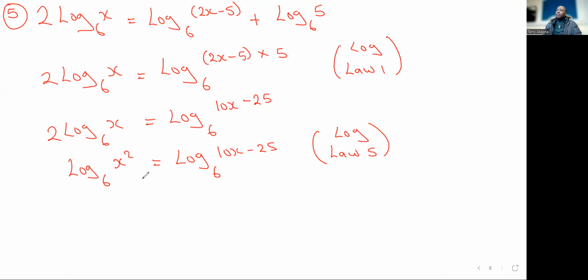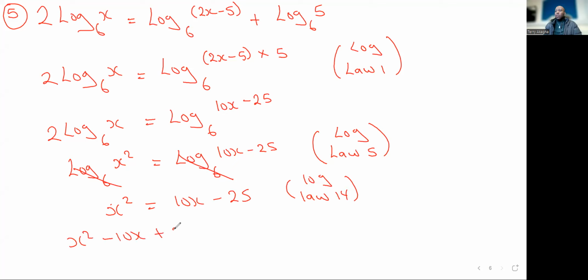All right, so now we have it here. Because there's nothing in front of the logarithm now, we can now what? Cancel. Are you seeing it? So then we now have x squared will be equal to 10x minus 25. So this is logarithm log 14. All right, so please go back and make sure you get conversant with all these laws. Then we take all these values to the other side. So we have x squared minus 10x plus what? 25 will be equal to 0.